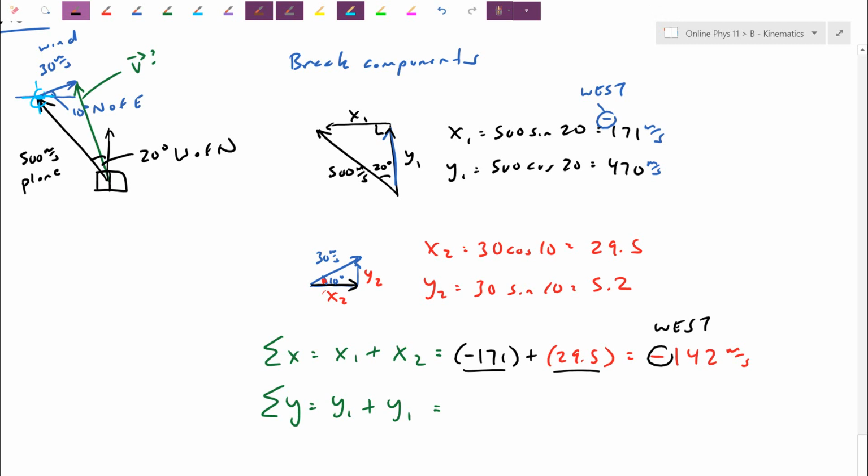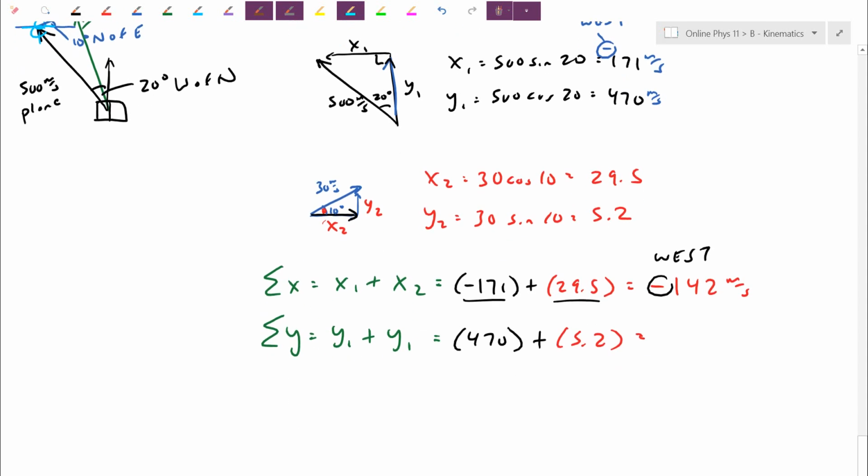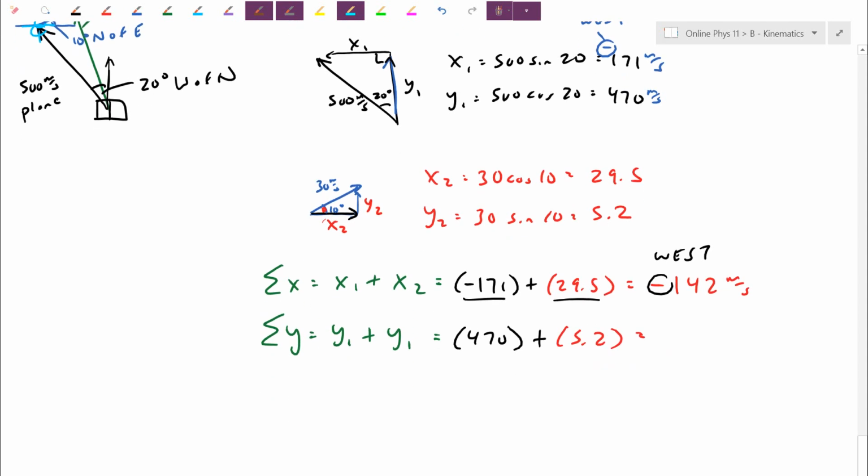The y's are a little bit simpler. The y's, the plane is going 470. I know realistically it's going 500, but I'm now just looking at the component going upwards. It's like going 470 just straight north. The other y2 here, it takes you, well, just a fraction, 5.2. Just really, really tiny here. I add those two anyways, so 470 plus 5.2 is 475.2.